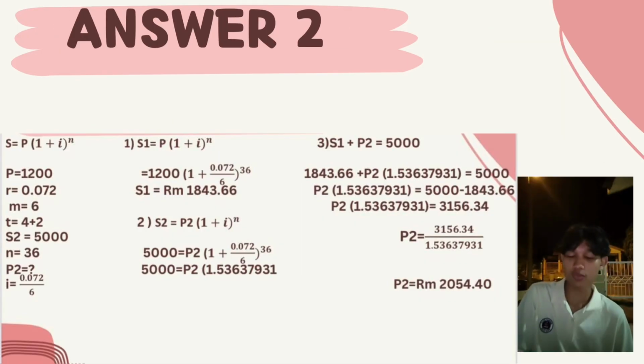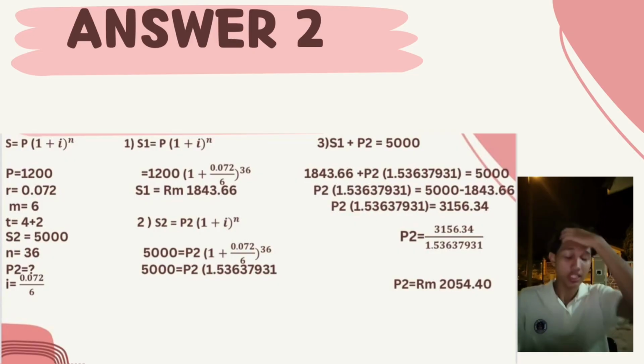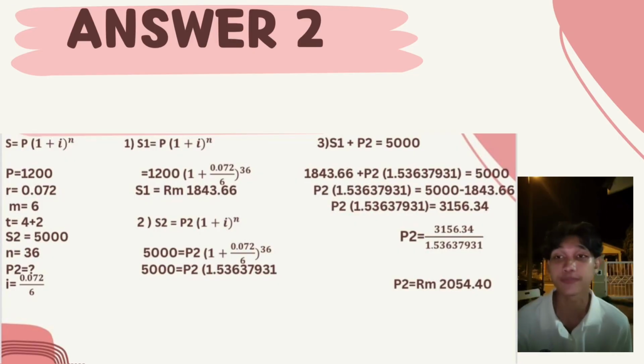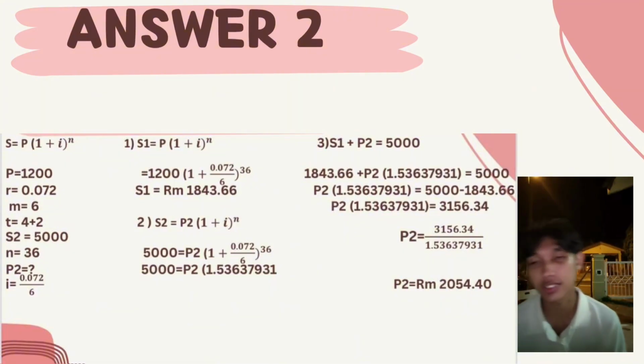Well, we need to take out the formula first, which is S equals P open bracket 1 plus interest close bracket to the power n. So, the P is RM1,200, n is 36. When you calculate the numbers, you will get RM1,843.66.